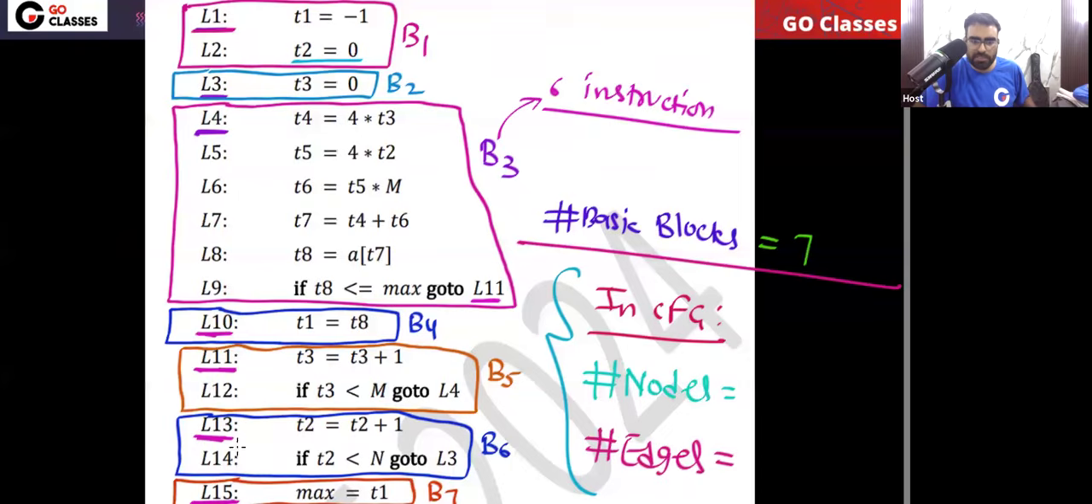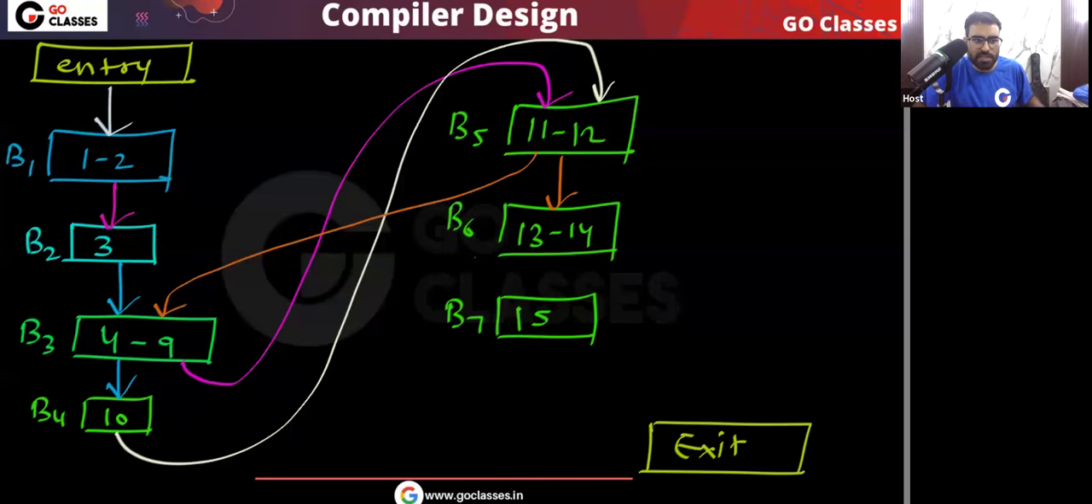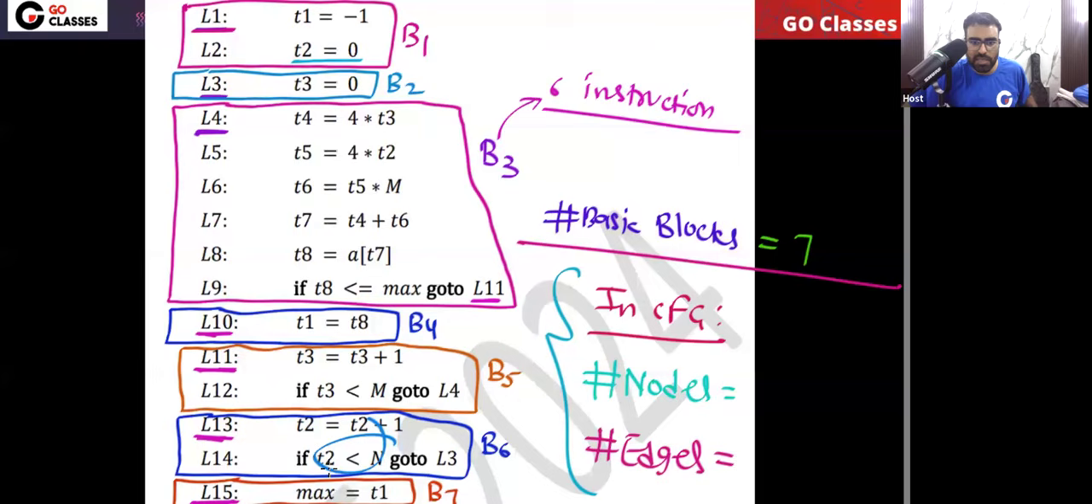Now let's see basic block B6. In the basic block B6 also, the last instruction is a conditional jump instruction. So there will be two outgoing edges. You can see from B6, if this condition satisfies, then we will go to L3, the basic block containing instruction L3. And if this condition does not satisfy, then we will go to L15.